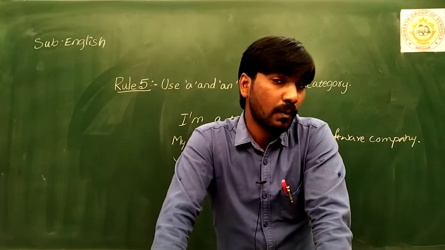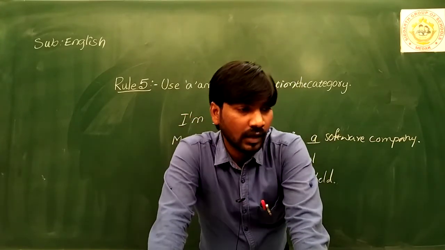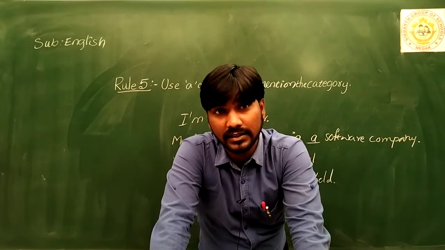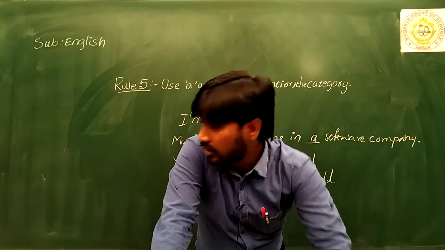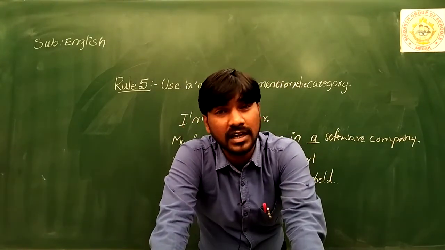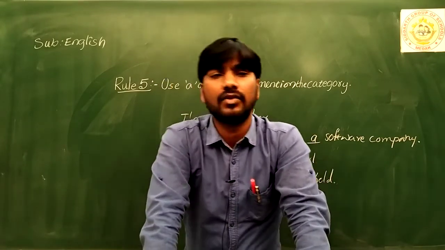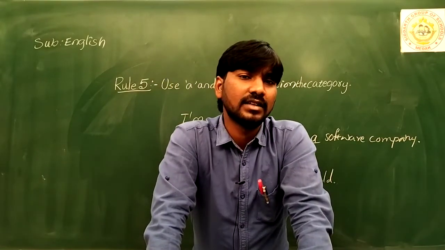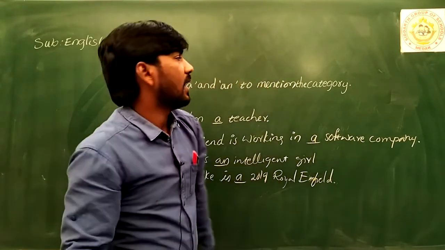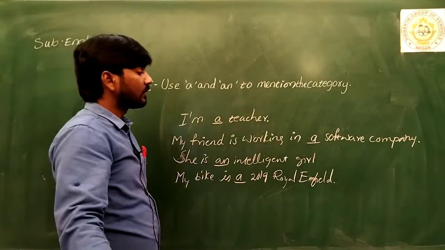Rule number 2, for particular things. Rule number 3 we discussed already with fill in the blanks. Rule number 4 today we discussed for non-specific and specified things. We use a or an for non-specified things and the for specified things. And lastly we discussed rule number 5, that is use a or an to mention the category.